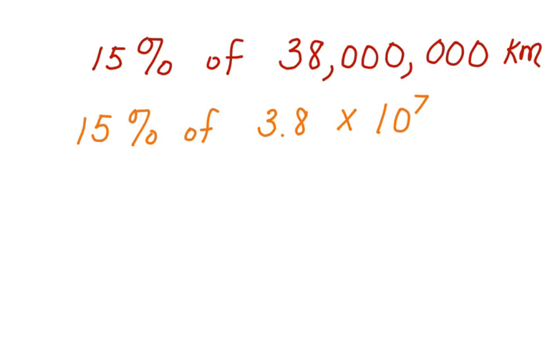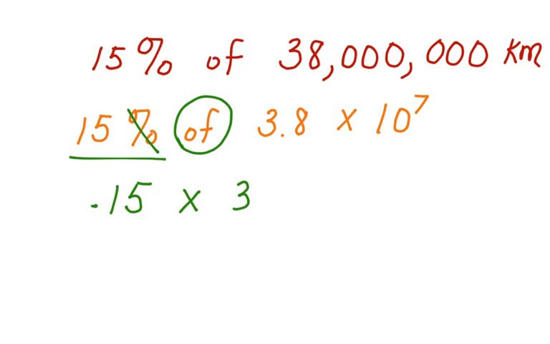Well, the first thing we're going to do to solve this problem is turn this percent into a decimal. We get rid of the percent sign, we move the decimal 2 places to the left. We have 0.15. When we look at a percent problem, the word of becomes multiplication. 3.8 times 10 to the 7th.